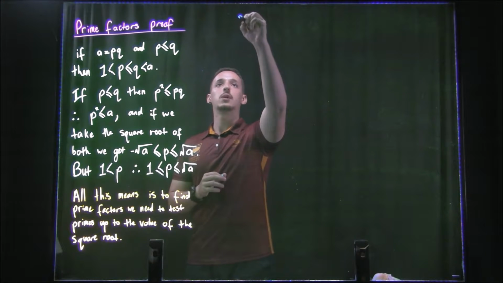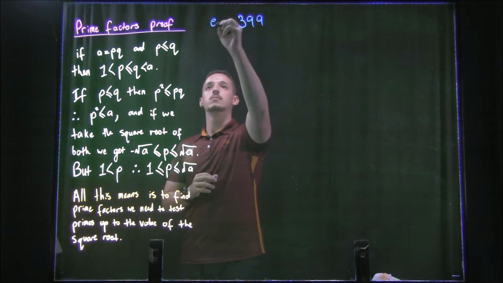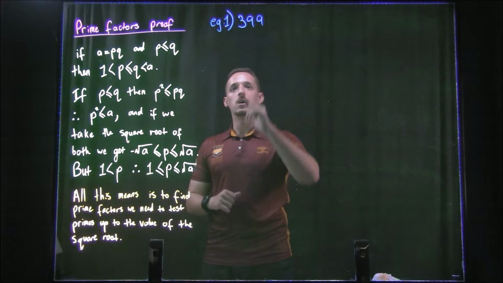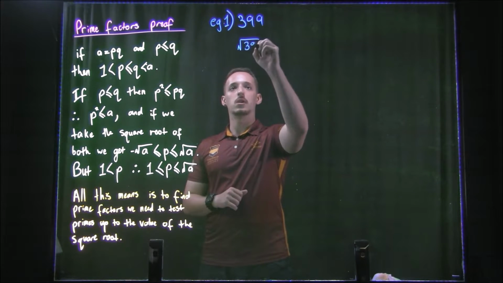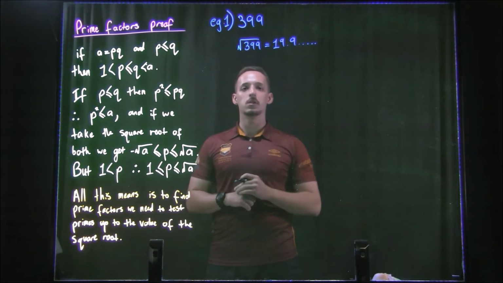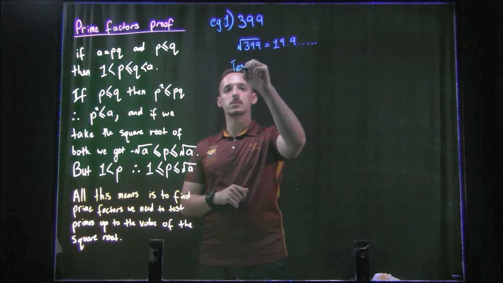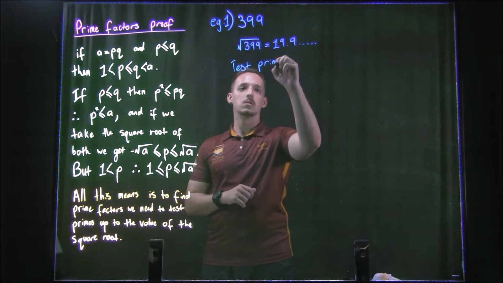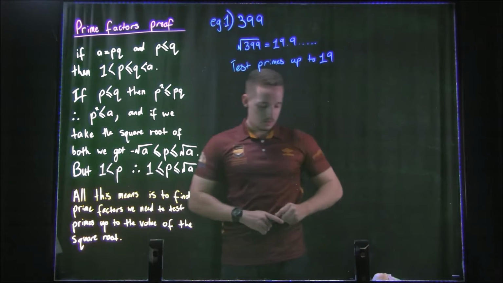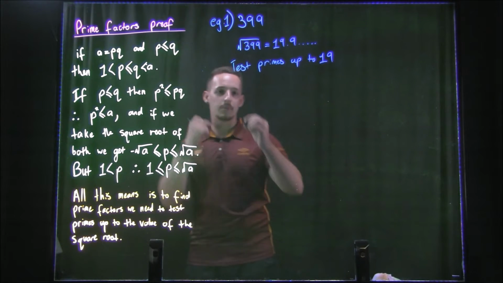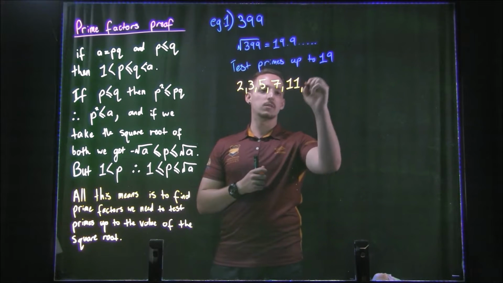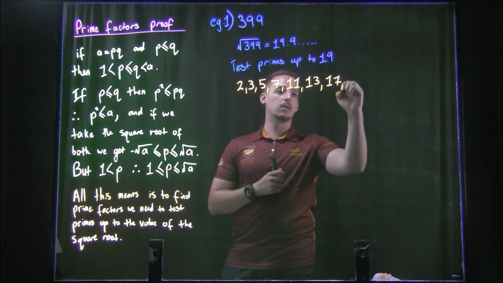Let's take the number 399. If I want to find the prime factors of this number, I take the square root of 399, which equals 19.9 and a bunch of other numbers after it. And this tells me to test the primes up to 19. And so then I'll go and I'll list out my prime numbers up to 19, and I'll have 2, 3, 5, 7, 11, 13, 17, and 19.